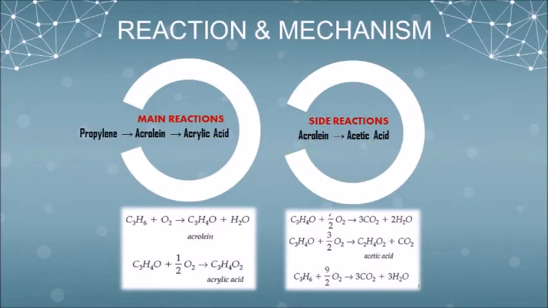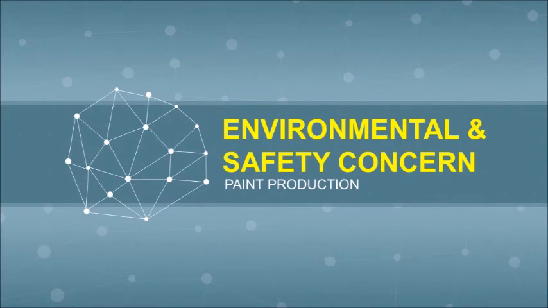This is basically the reaction that takes place in the oxidation process. As you can see here, the main reaction involves propylene with oxygen to produce acrolein and water. Further reaction of acrolein with oxygen will produce acrylic acid. In this reaction, there is a side reaction where the acrolein and the remaining oxygen will produce acetic acid and carbon dioxide. The last is about environmental and safety concern.